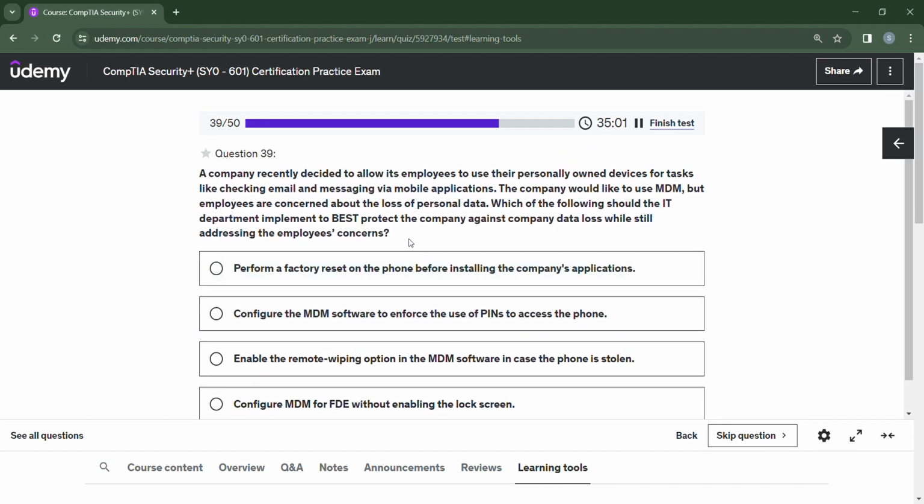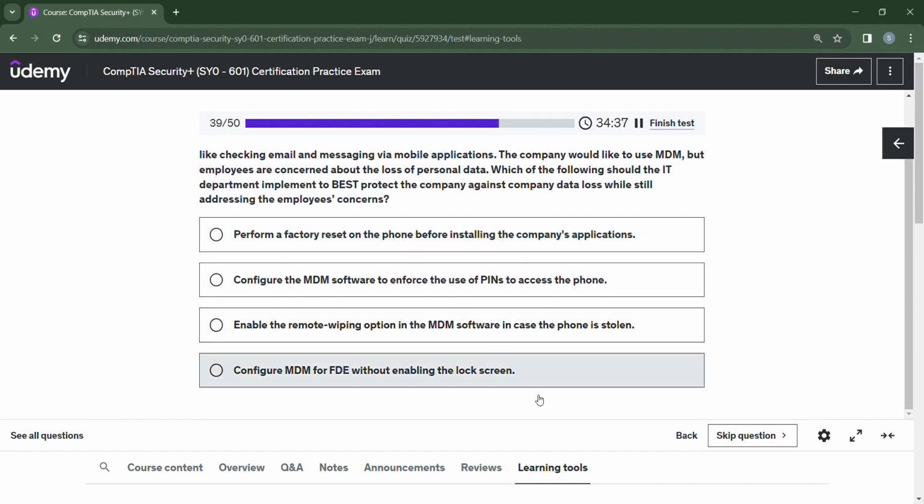A company recently decided to allow its employees to use their personally owned devices for tasks like checking emails, messaging, using mobile applications. The company would like to use MDM, but employees are concerned about the loss of personal data. Which of the following should the IT department implement to best protect the company against company data loss while still addressing the employees' concerns, which is loss of personal data?